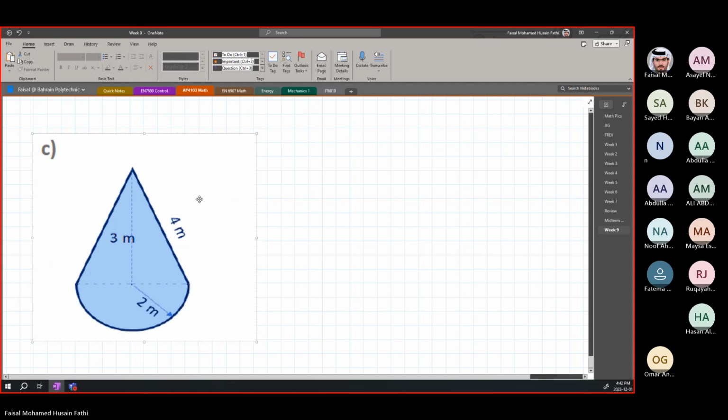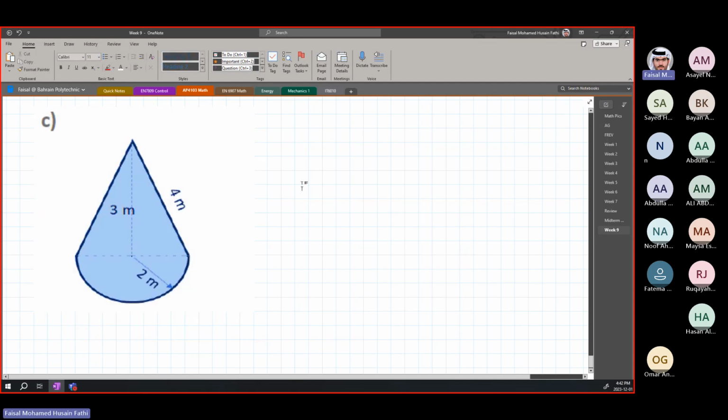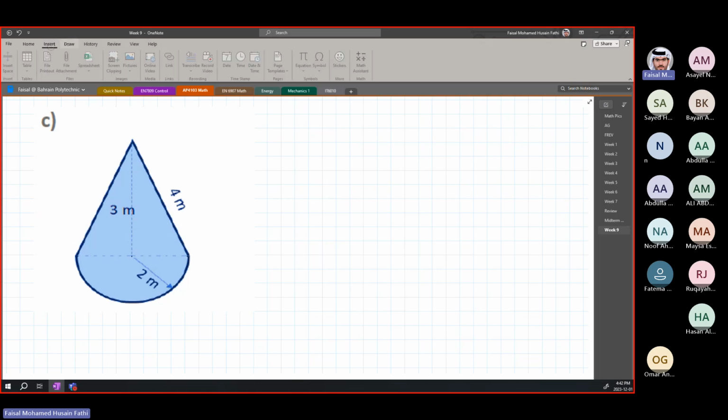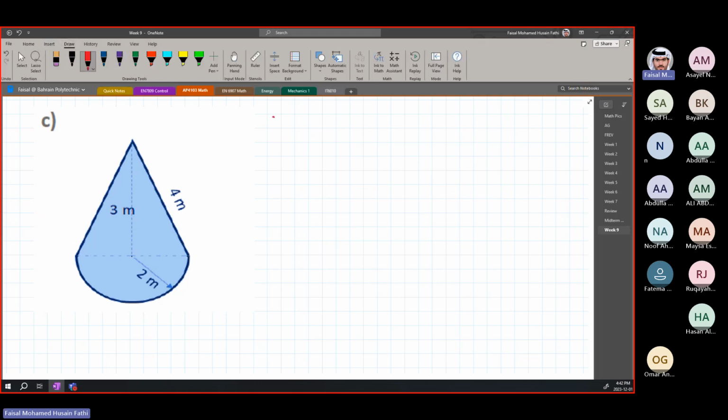So in part C, the first step, we need to find the perimeter and area. That's the question. Okay, so the first step is perimeter. Let's see what we have.